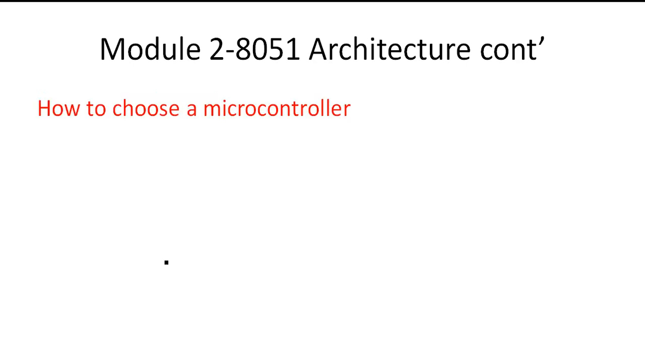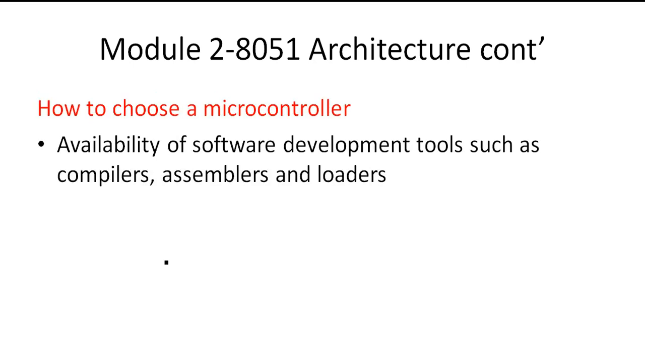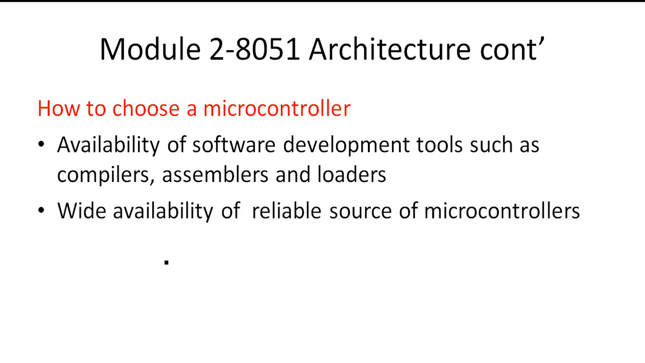And last, how to choose a microcontroller: the availability of software development tools such as compilers, assemblers and loaders, etc. Our system must have software, so the availability of software development tools, compilers, assemblers and loaders, etc. is also important while choosing a microcontroller.